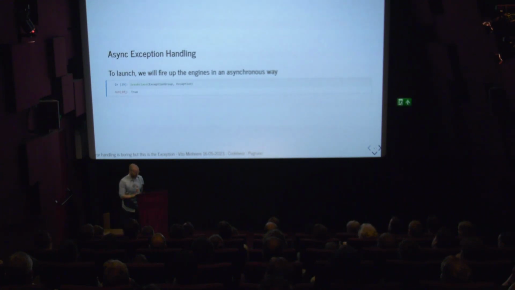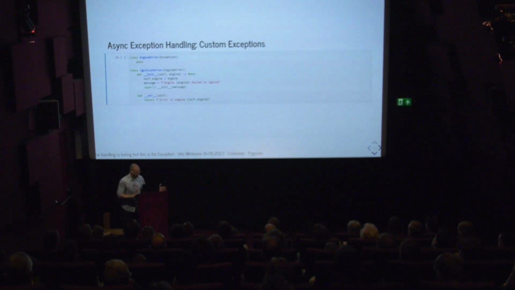And here we can see that an exception group is also a subclass of the exception. And here we have some custom exceptions for an ignition error. So we can say, hey, our engine failed to ignite, so we can't launch. That's one error. And we have the more broad engine error, which is any other error in the engine. And then the ignition error extends that one.